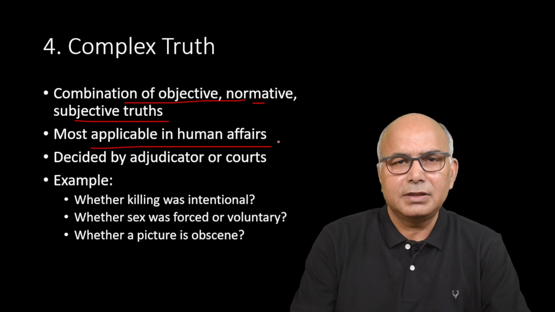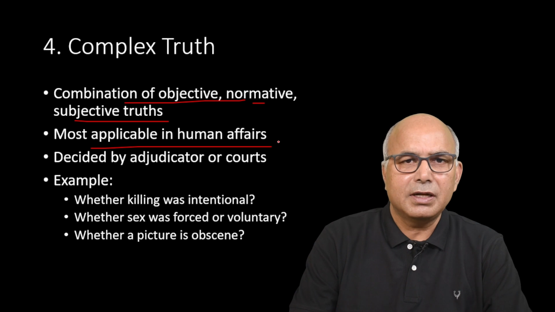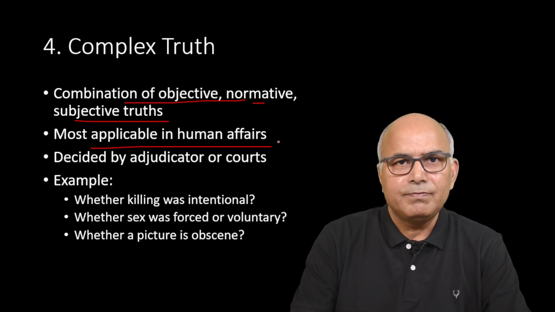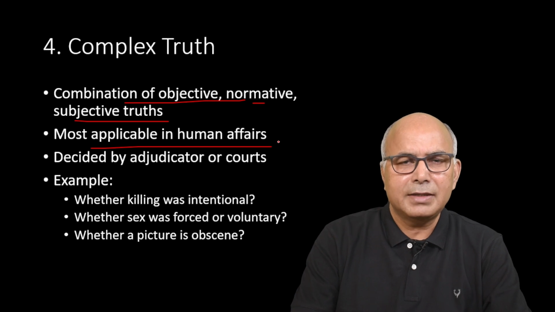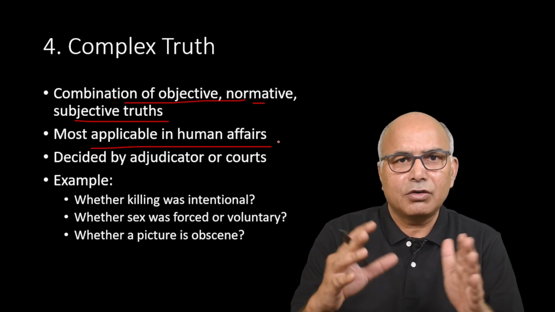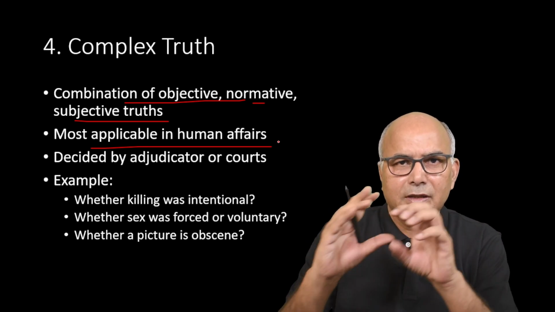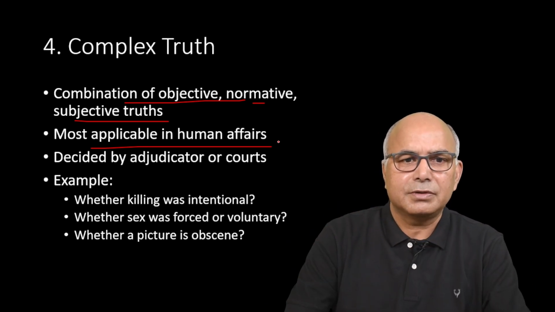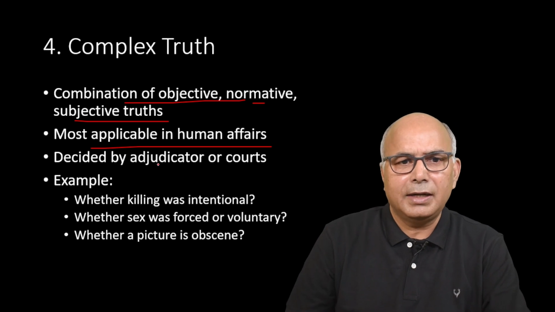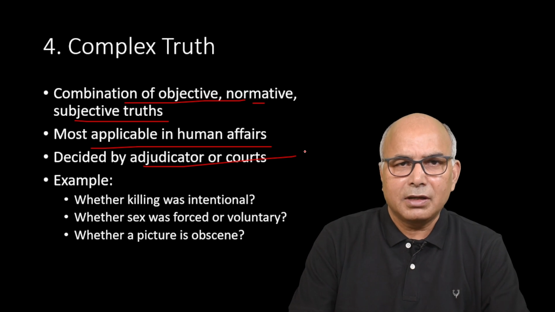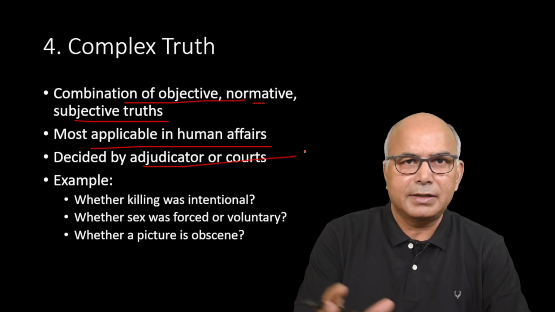As we'll discuss further in the subsequent classes, you will understand that most of the issues, for example, whether something is right or wrong, are decided not as an objective truth, but as a complex truth, because it involves all the three types of truth: normative truth, objective truth, and subjective truth. And generally, you require an adjudicator or a court to decide about the truthfulness or the rightness of something.